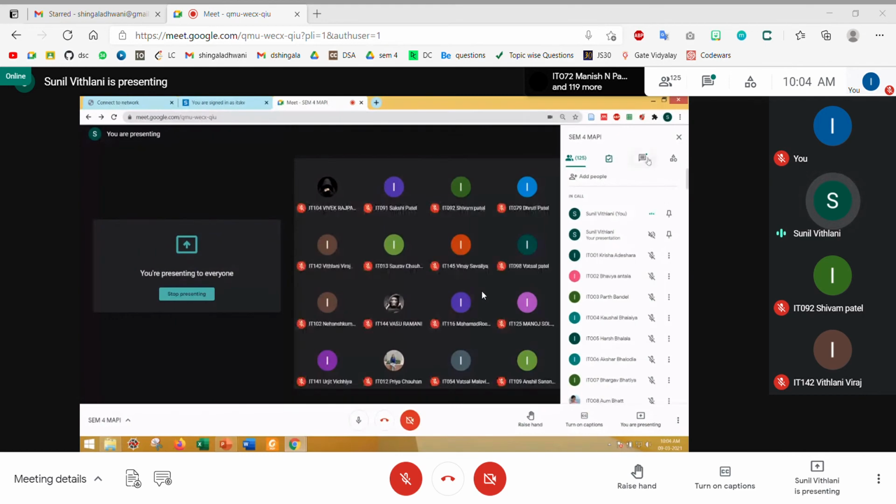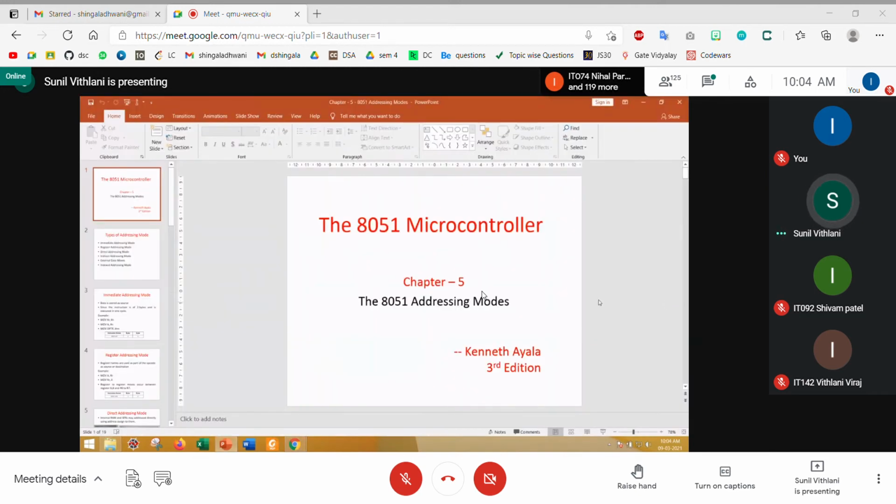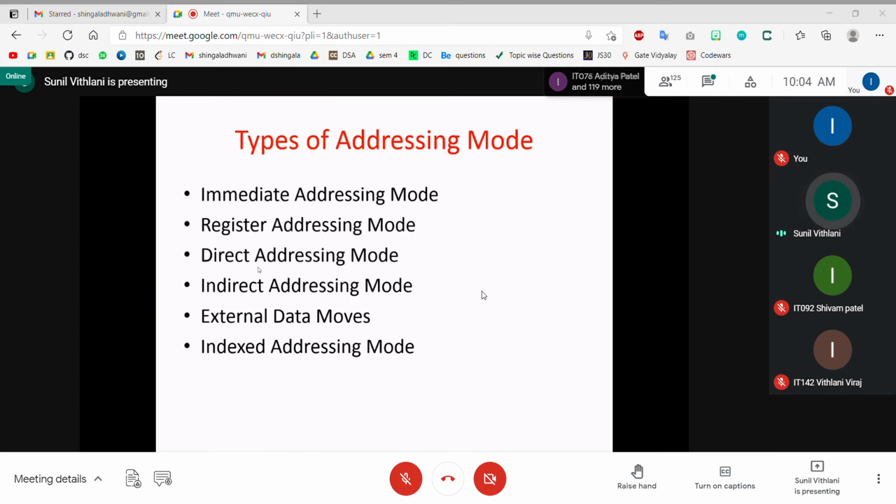Our main focus right now is on addressing modes. So what are the addressing modes available in the controller? There are 4 basic addressing modes and 2 advanced addressing modes. We will learn the first 4 basic addressing modes.